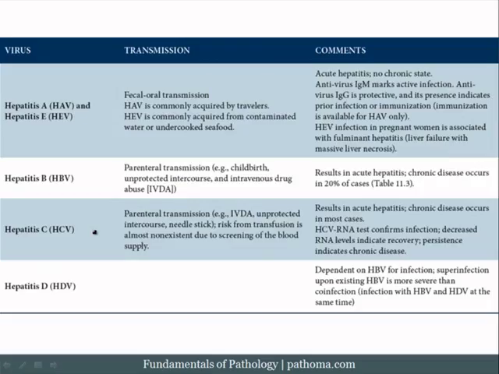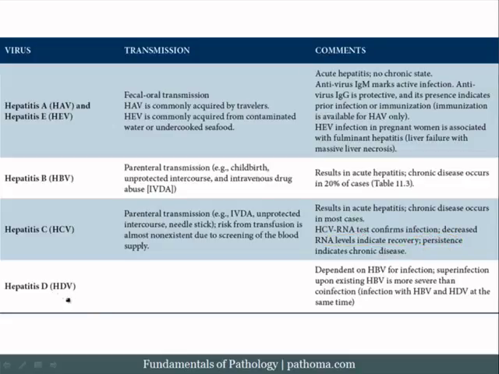Now moving along to hepatitis C virus, this is also transmitted parenterally, which basically means that it occurs through a nick in the skin or the mucous membranes. And of course that could occur with IV drug abuse, unprotected intercourse, or needle sticks. The risk from transfusion of blood products is almost non-existent, and that's because we screen the blood supply. Hepatitis C will result in acute hepatitis, but it often progresses to chronic disease. The key serology is hepatitis C virus RNA. The presence of RNA confirms infection. During the recovery, the RNA levels will go down, and the persistence of RNA indicates chronic disease.